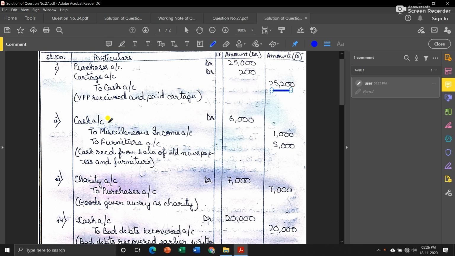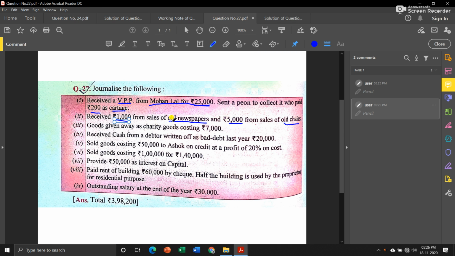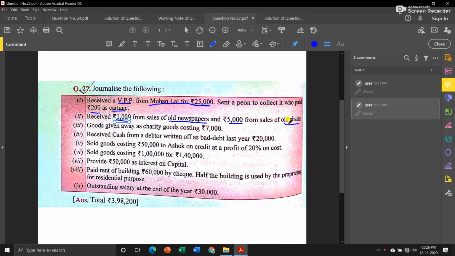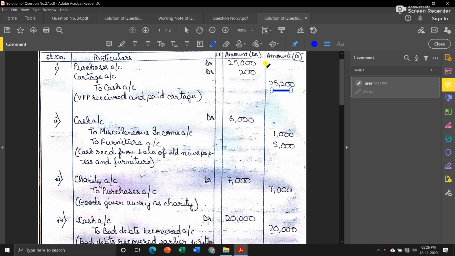So in this case what we will do is write cash account, since after selling we got cash. Then for old newspapers we will write miscellaneous income. Since it is a nominal account, and according to the nominal account rule, credit all income, we will credit miscellaneous income account. Then for old chairs, since these chairs were our furniture, we will credit furniture account because we are selling furniture.